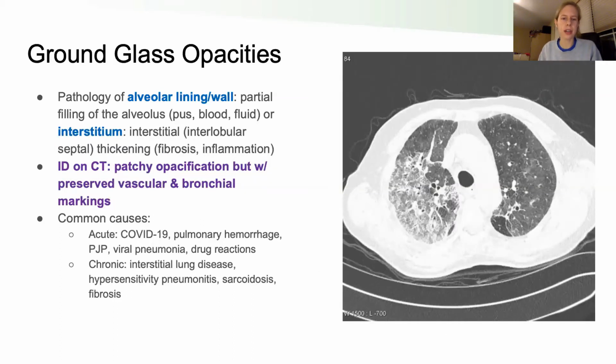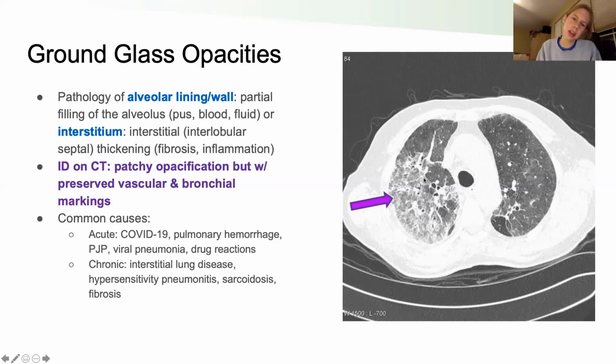Next up is ground glass opacities. This is another big one that you'll see on radiology reports. It's one of those terms that I think a lot of people throw around and don't always completely know what it means and just kind of smile and nod. So a ground glass opacity is something wrong with the alveolar wall and the interstitium between the alveoli. So there's something inflaming that section. So on CT, you're looking for this very patchy opacification, but it's still going to have the vascular and the bronchial markings.